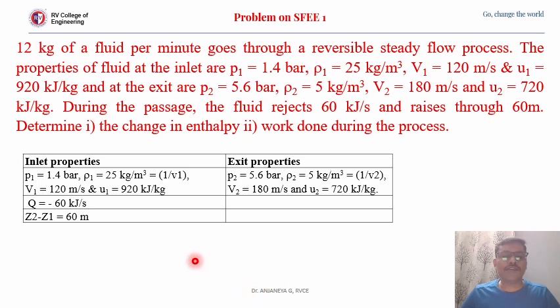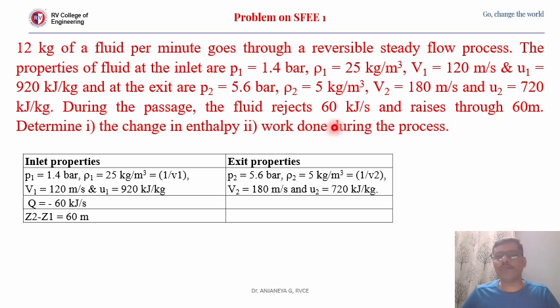So to begin the problem, first let us write what are the inlet properties and what are the exit properties. As it is given P1, rho 1, which is nothing but indirectly I can get specific volume. So density is the reciprocal of specific volume v1, and U1. Similarly, he has given P2, rho 2, V2 and U2. In the problem he mentions the fluid rejects 60 kilojoules per second of heat. So that has to be taken as negative. Q is equal to minus 60 kilojoules per second or kilowatt.